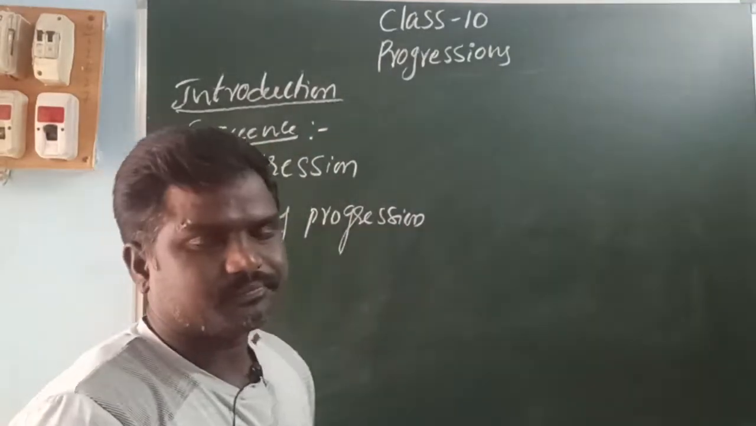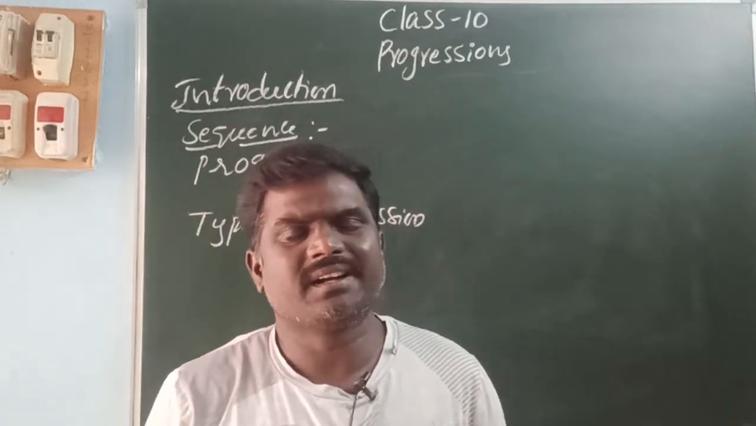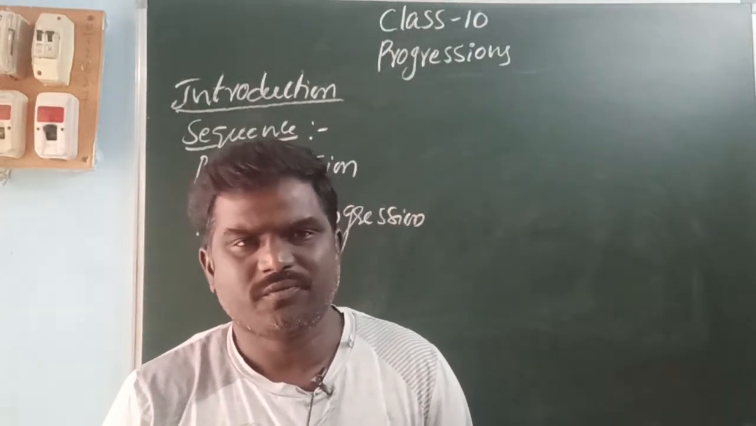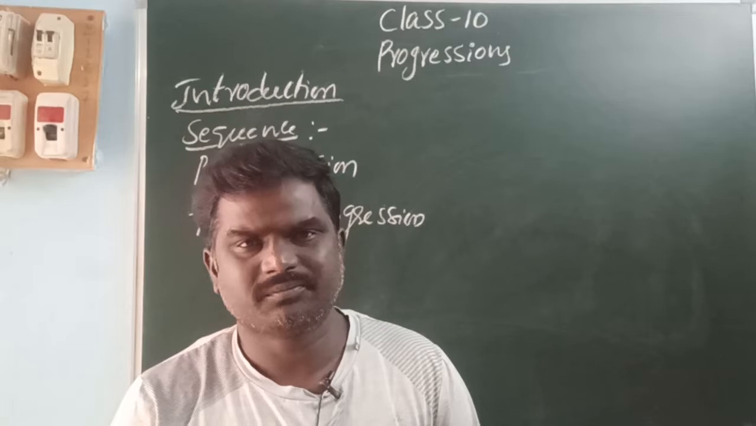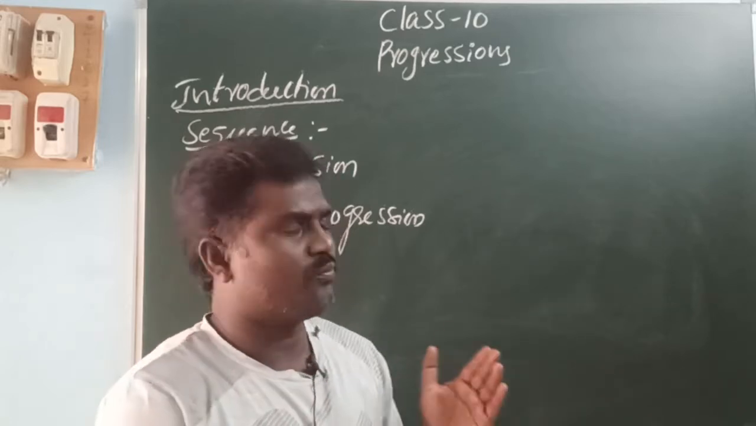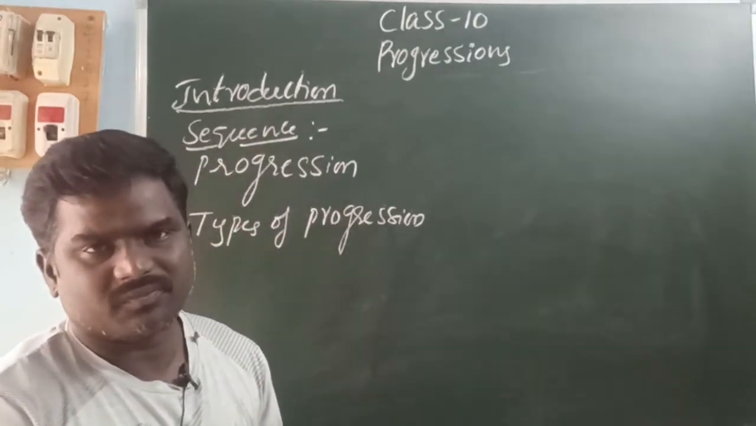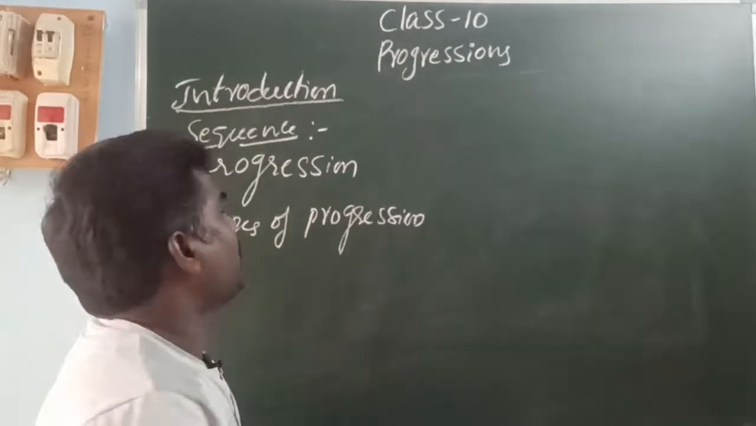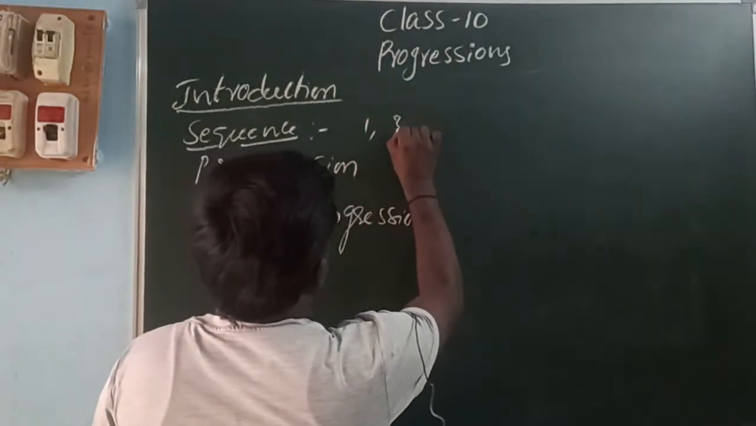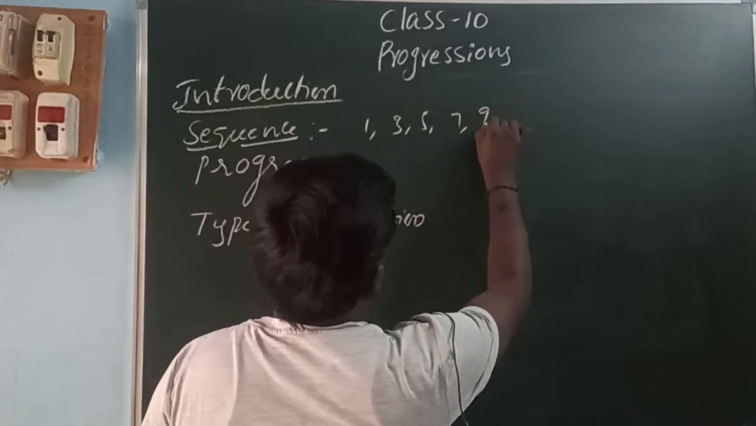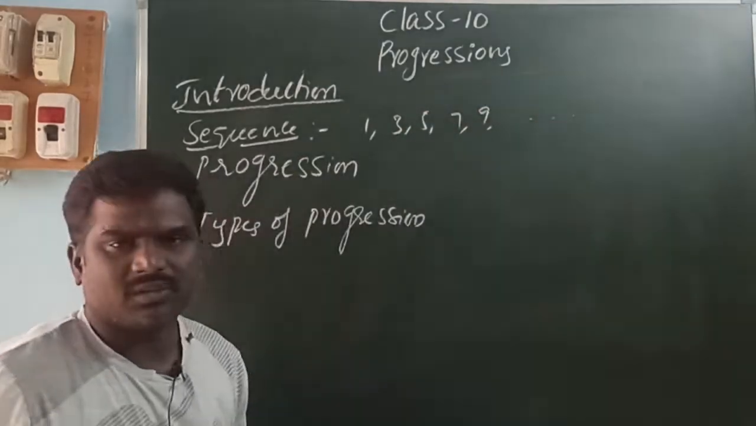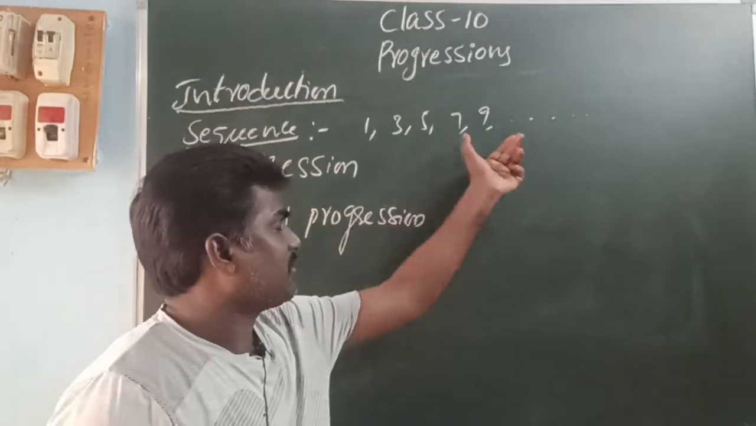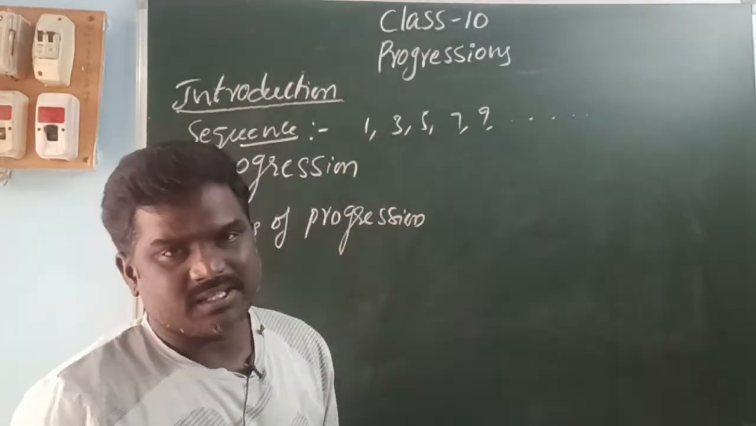Sequence means the digits or the numbers which are arranged in an order. They follow one particular rule. That order is called a sequence. For example, 1 3 5 7 9 and so on. This order is called a sequence.